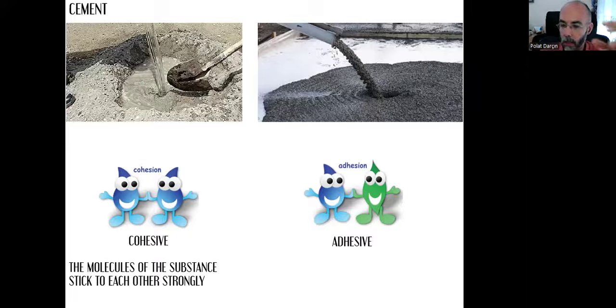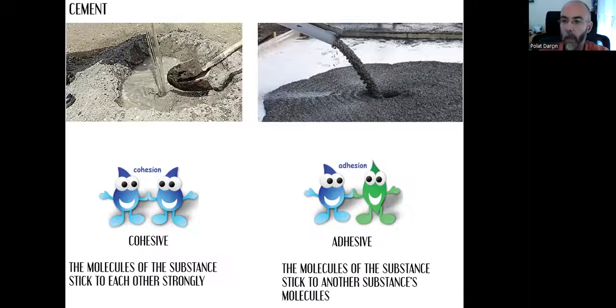Cohesion is the strong bond between the same type of molecules of the substance. However, when we are talking about adhesion, the molecules of the substance, in this example the molecules of the concrete, have the ability to form very strong bonds with the molecules of other substances, not the concrete, but some other substances, like the aggregates or the steel reinforcement bars.